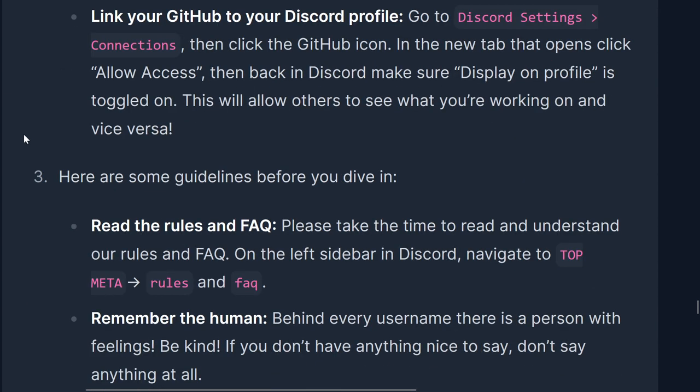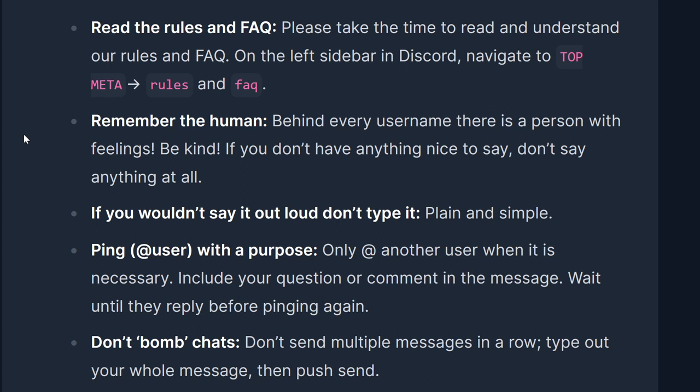Fourth, here are some guidelines before you dive in. Read the rules and FAQs. Please take the time to read and understand our rules and FAQ. On the left sidebar in Discord, navigate to the top meta rules and FAQ. Remember the human. Behind every username there is a person with feelings. Be kind. If you don't have anything nice to say, don't say anything at all. If you wouldn't say it out loud, don't type it. Plain and simple.